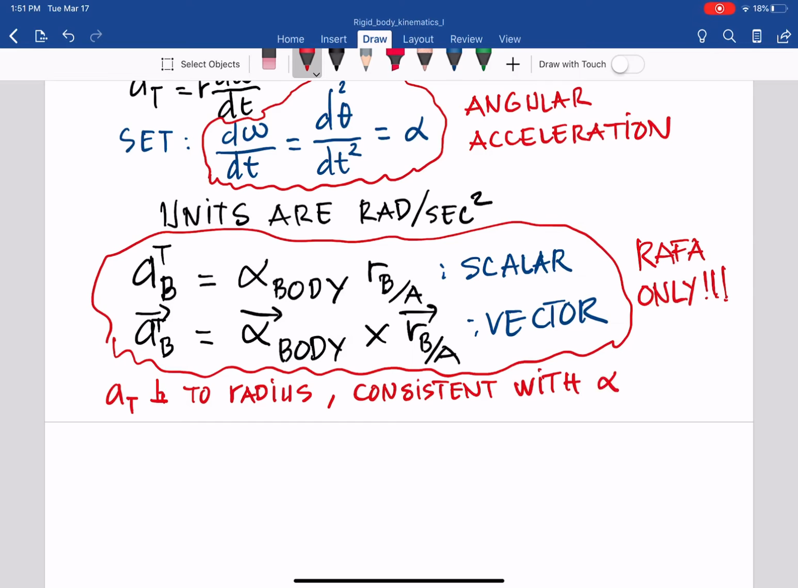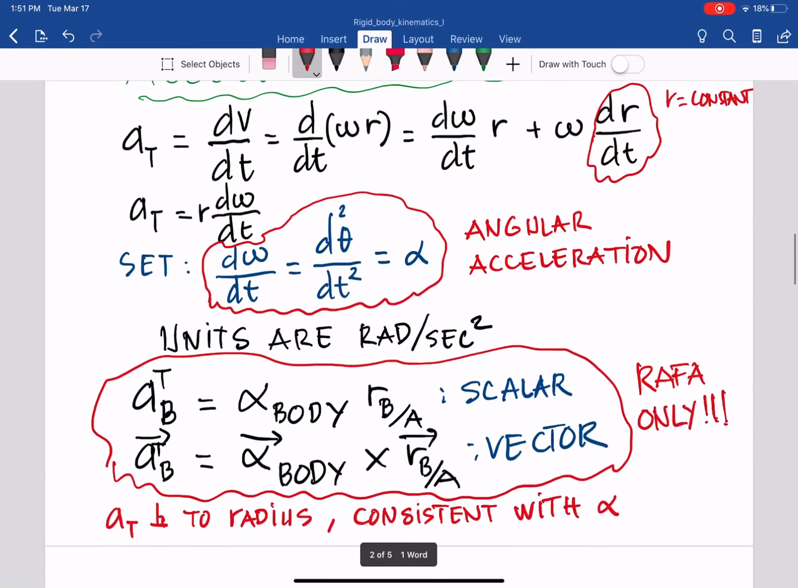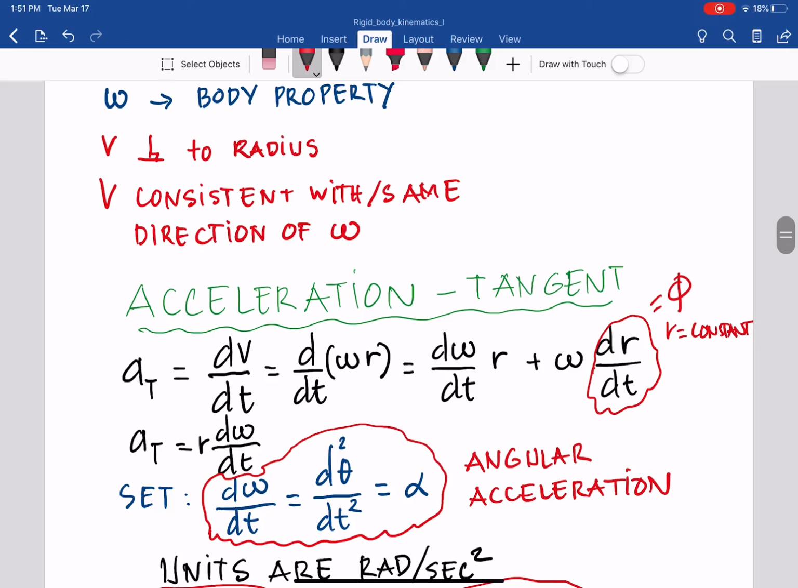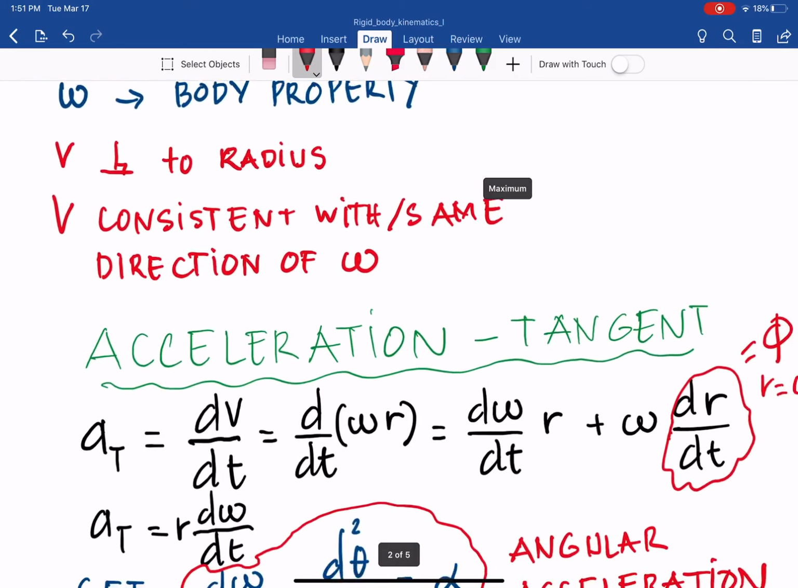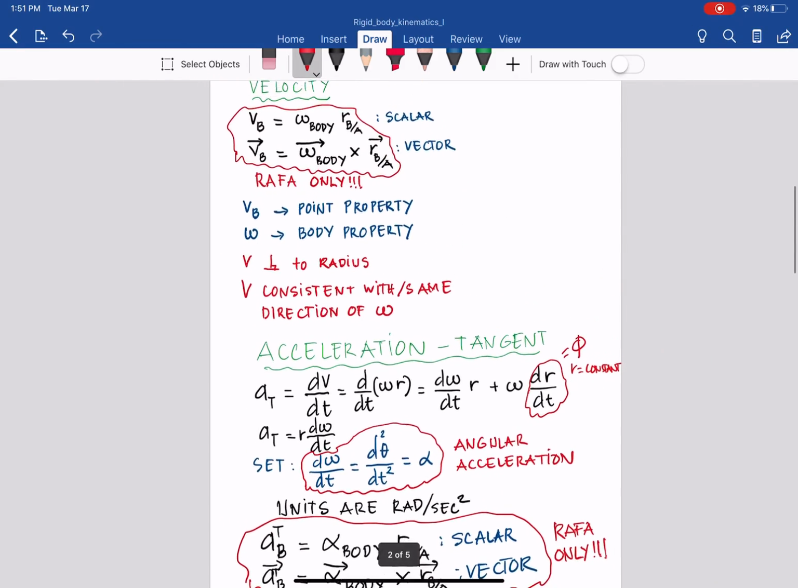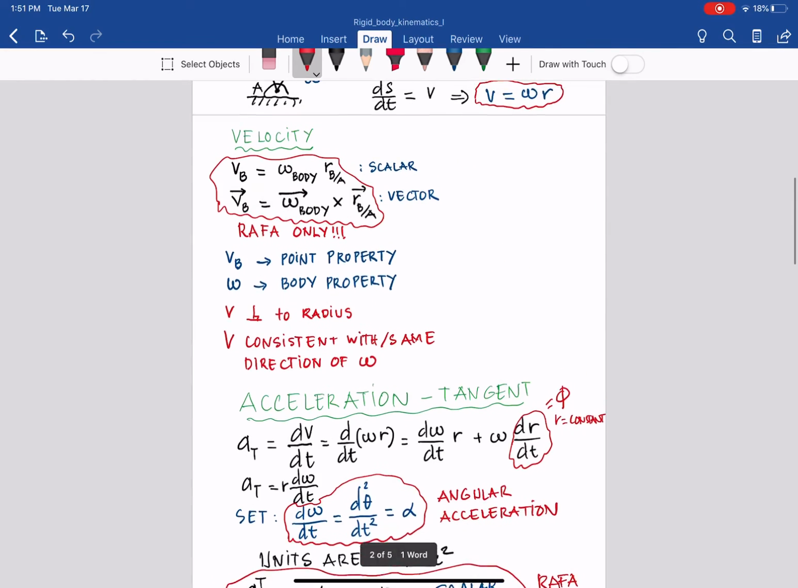Consistent with the angular acceleration. So same as velocity, perpendicular to the radius and consistent with omega. So let me show it in the rigid body stick figure back here before we continue.